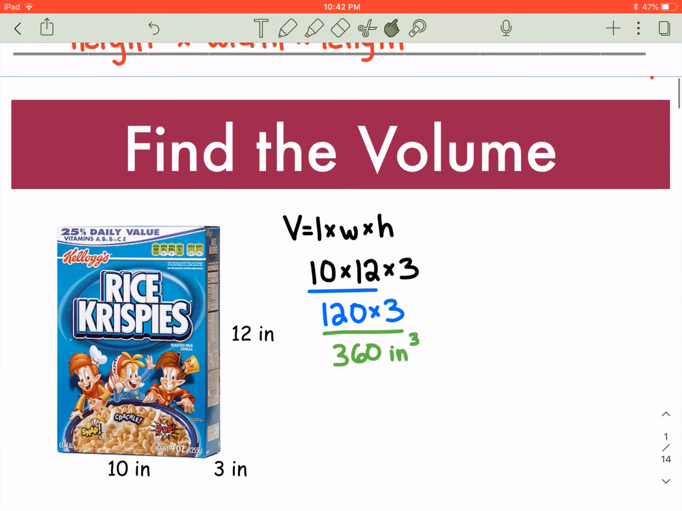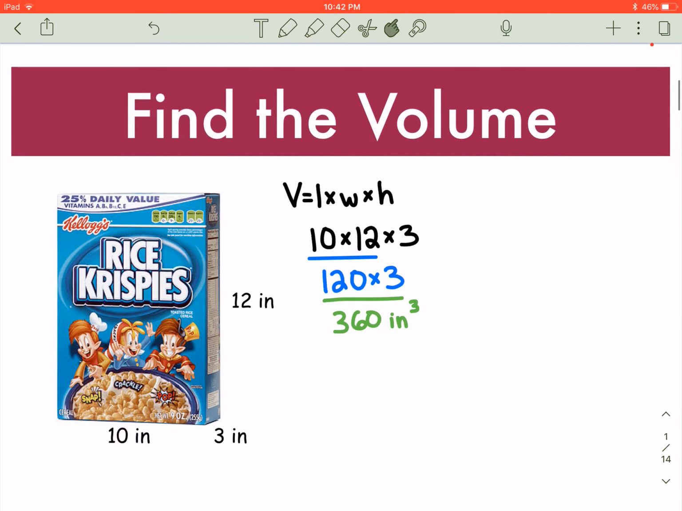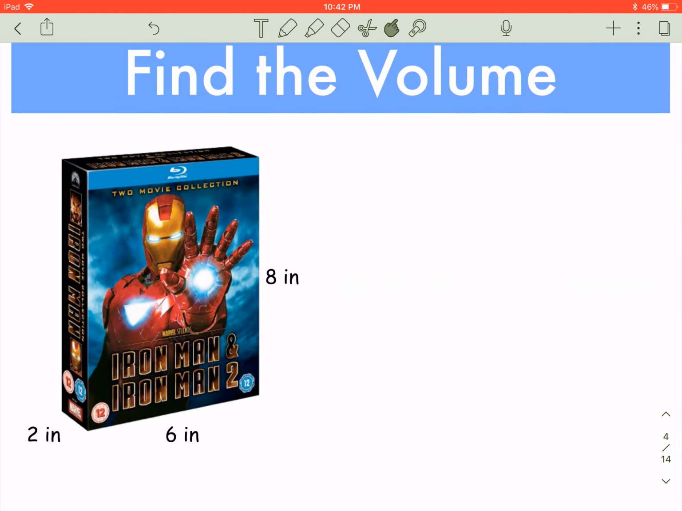So if you guys notice, all I'm doing on all of these problems is just taking the numbers and multiplying them by each other. That's it. Just multiply, multiply, multiply. Here I have a 2-movie collection, Blu-ray version of Iron Man 1 and Iron Man 2. And it says to find the volume of that Blu-ray box.